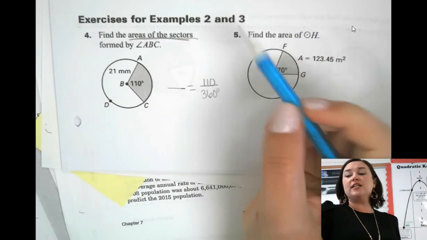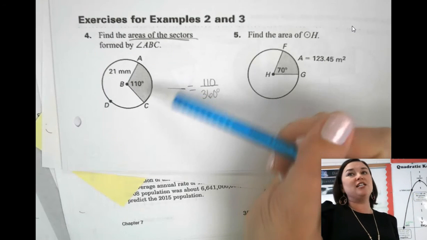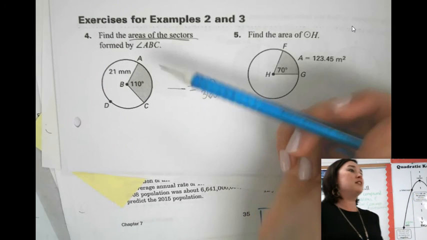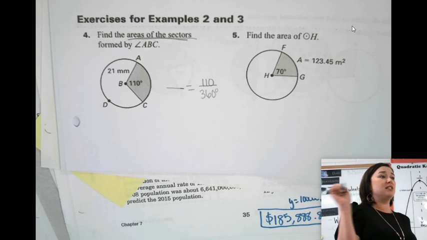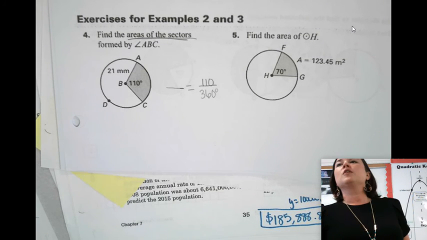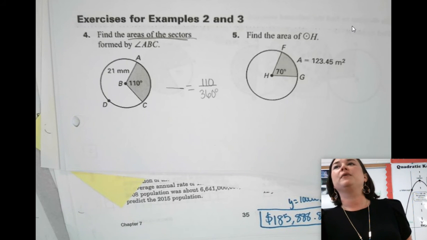Now, just so you know, a sector is like this shaded region. It is a piece of the circle. The sectors we're going to be looking at go to the center of the circle. We're not going to look at a piece that's not from the center.